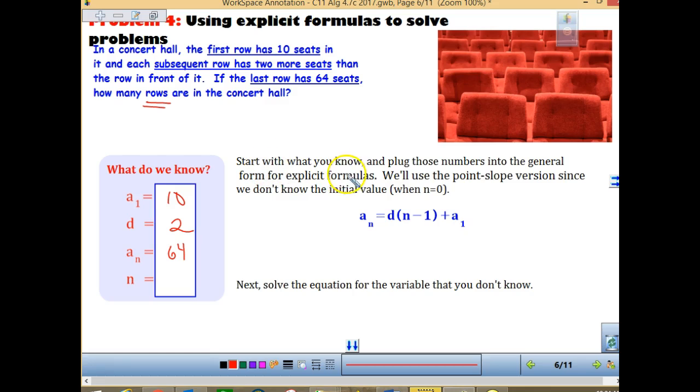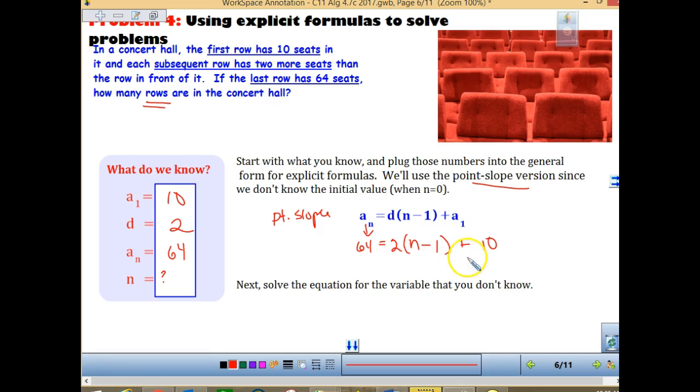So what you're going to do is start with this explicit formula. We were given our first, so this is point slope form, correct? This is our point slope form of it. We are going to put a sub n. What was a sub n? 64. It's just solving an equation. Equals our common difference was 2 times n, just keep it as n. That's what we're trying to find, right? That's our question mark. That's what we don't know down here. And then we're going to have plus 10, which was our first one.